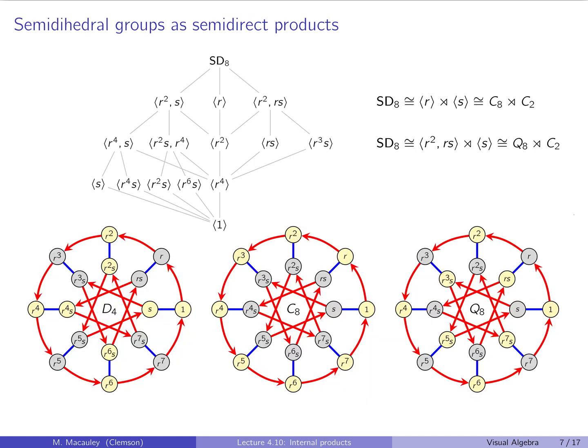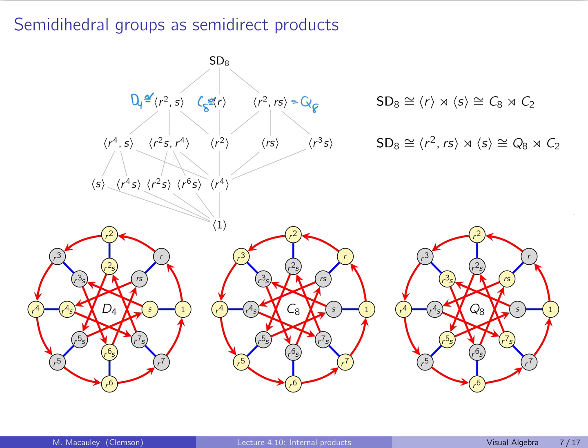Let's return to this semidihedral example and interpret it in terms of subgroup lattices. So this has 3 index 2 subgroups. The first one is isomorphic to D₈, and you should be able to recognize this subgroup lattice. The second one is isomorphic to C8. You should definitely recognize that subgroup lattice. And then the last one has this kite-shaped subgroup lattice, so you should recognize that one as Q8.